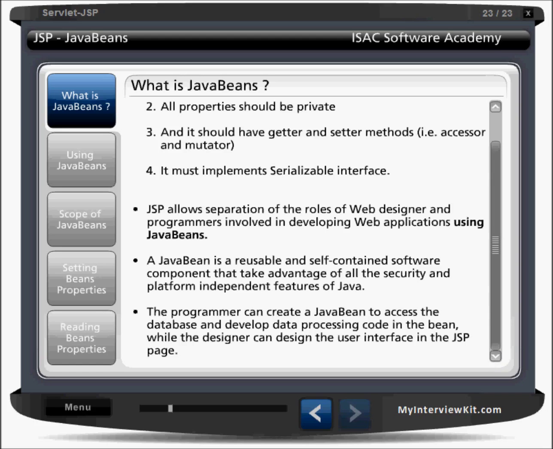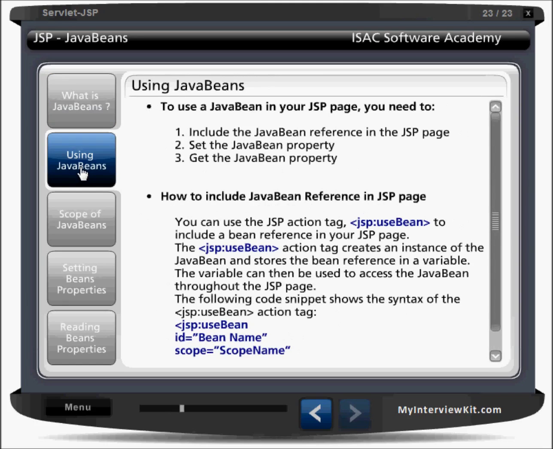How can designers use this JavaBean? So we'll understand how the JavaBean is used here. Using JavaBeans: to use JavaBeans in your JSP pages, you need to include the JavaBean reference in the JSP page, set the JavaBean property, and get the JavaBean property. Okay. So first of all, include the reference, I mean, include the object of that JavaBean. Then if you want to set some values, you can retrieve them later. If you just want to retrieve the values directly, that is also possible, right? If it is holding a value from somewhere, we can get it only.